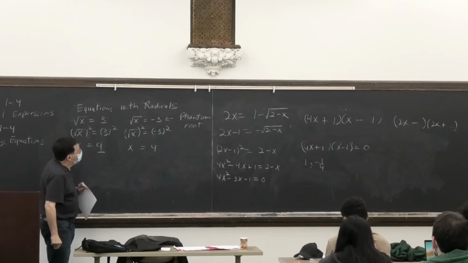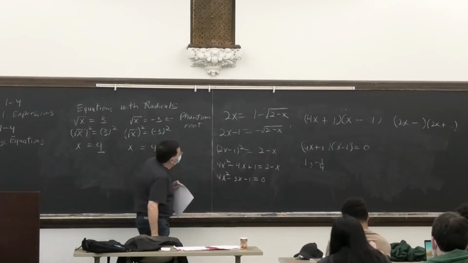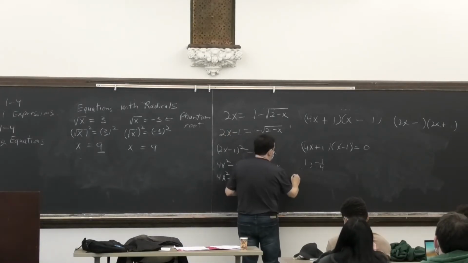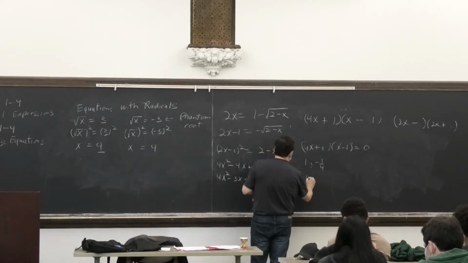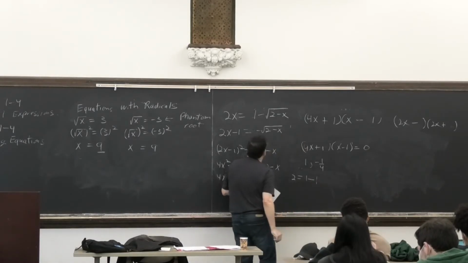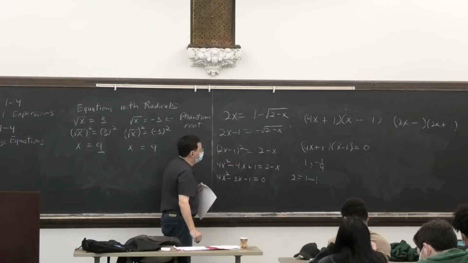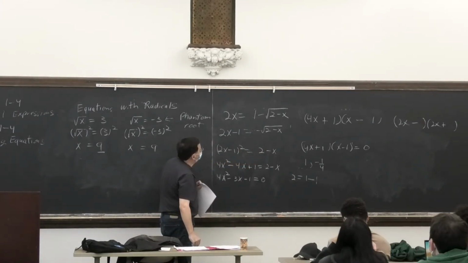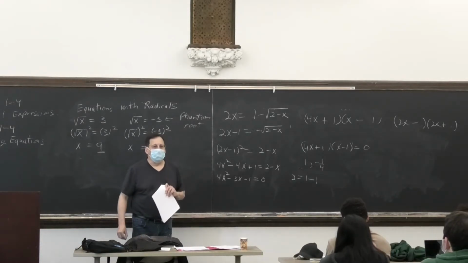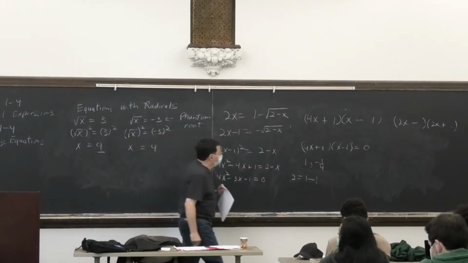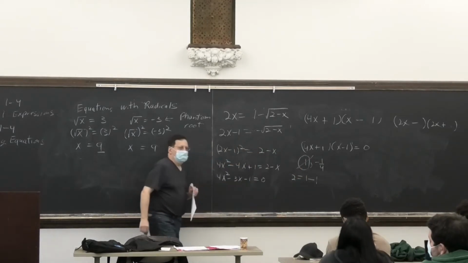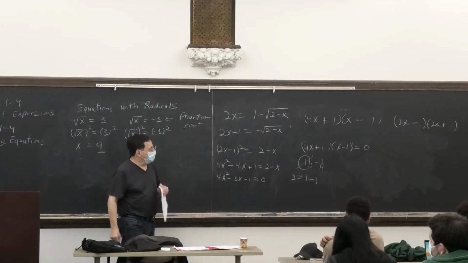Or are they? Let's take a look. So if I plug in 1, I get 2 equals 1 minus square root of 1. Oh. Did I do that right? Yeah, I did. 2 does not equal 0, does it? Right? This is a phantom root. It's not a solution. So you need to go back and check.